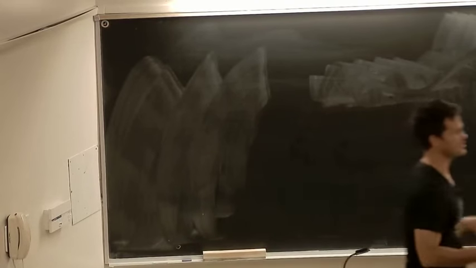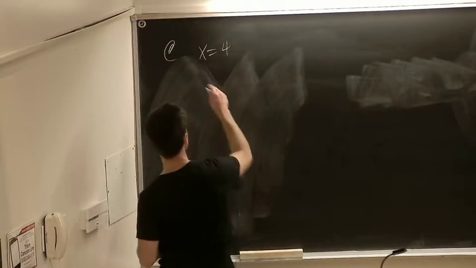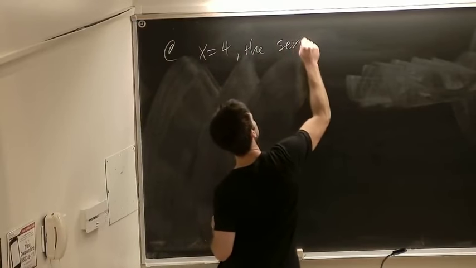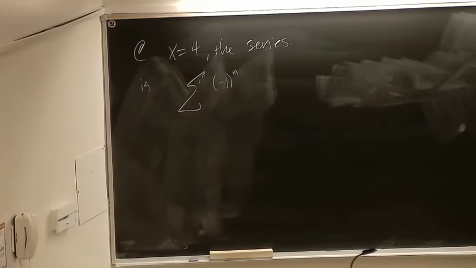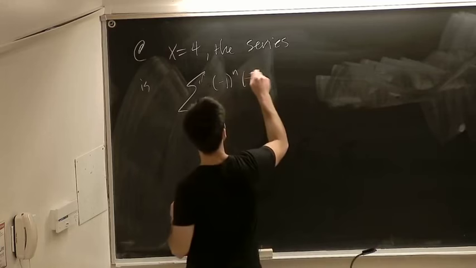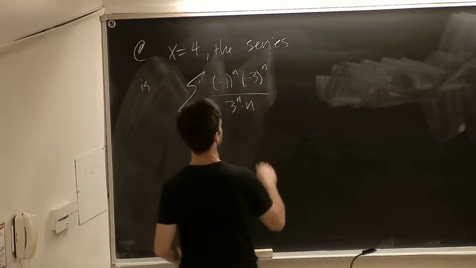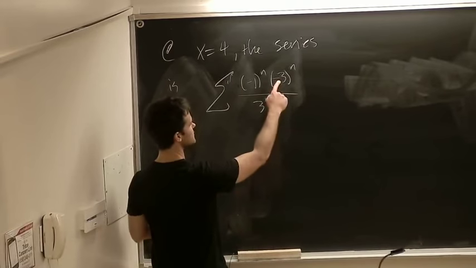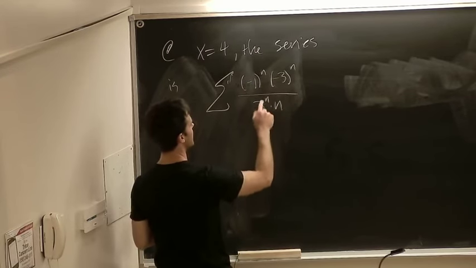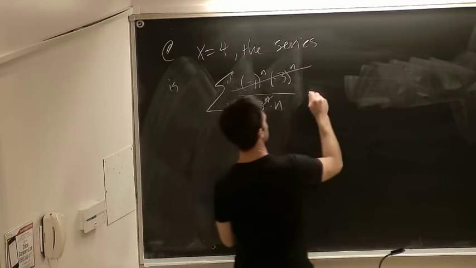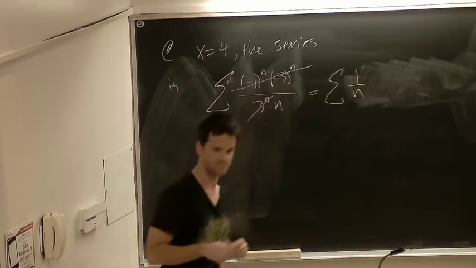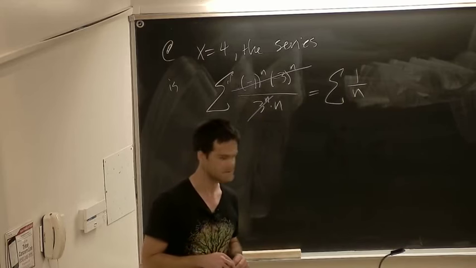Okay, so this one converges at 10. At the other endpoint, the series is negative 1 to the n. Now if I plug in 4 minus 7, I get a negative 3 here. Negative 3 to the n over 3 to the n times n. And the negatives cancel each other out, and the 3's cancel each other out. All right, so this all cancels with this, and it's just 1 over n. Also a known series.